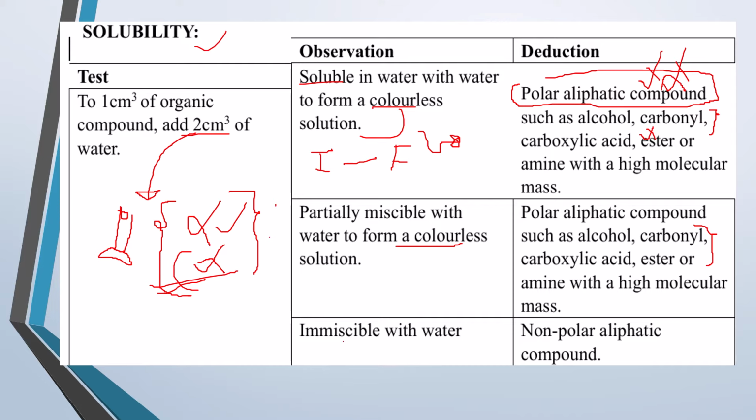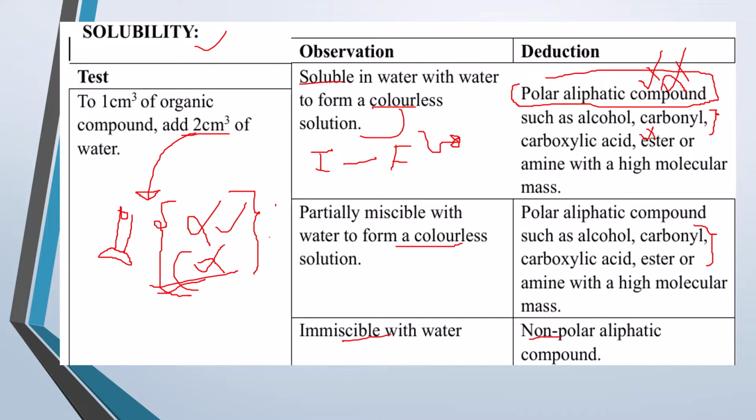Some may be completely immiscible with water, and anything that is immiscible with water does not like or does not dissolve in water. So we call those compounds nonpolar. We refer to them as nonpolar compounds.